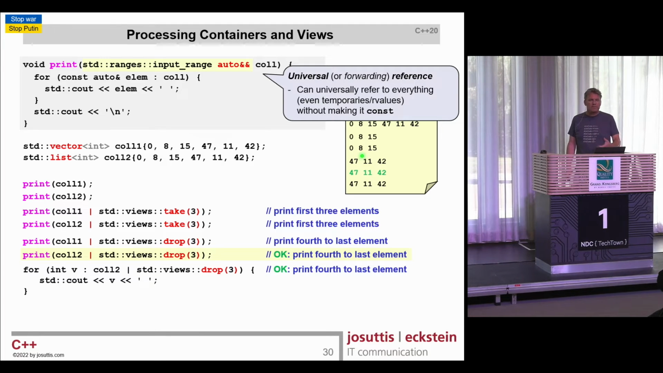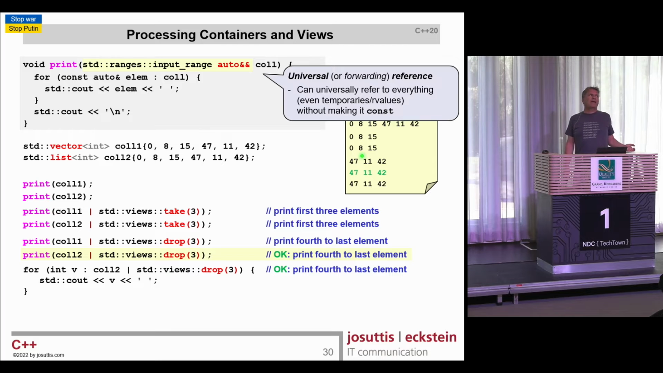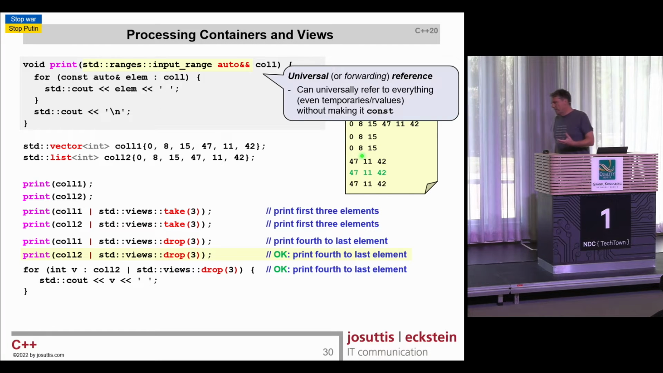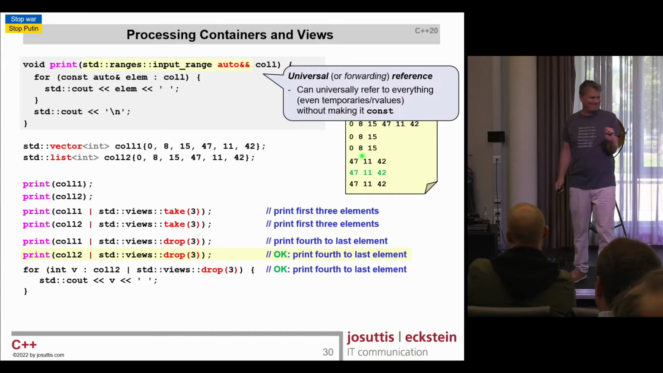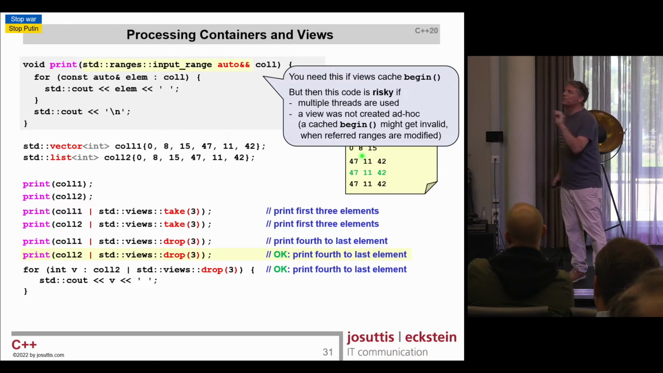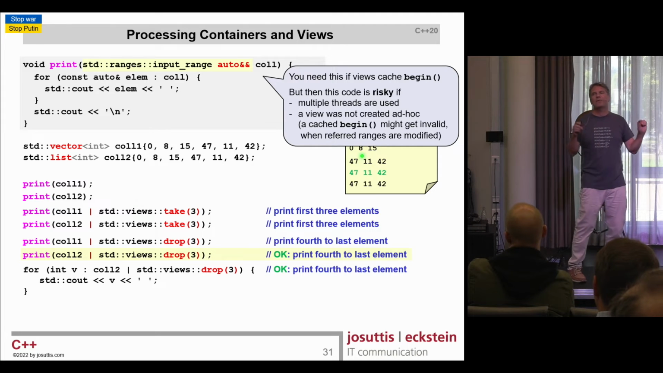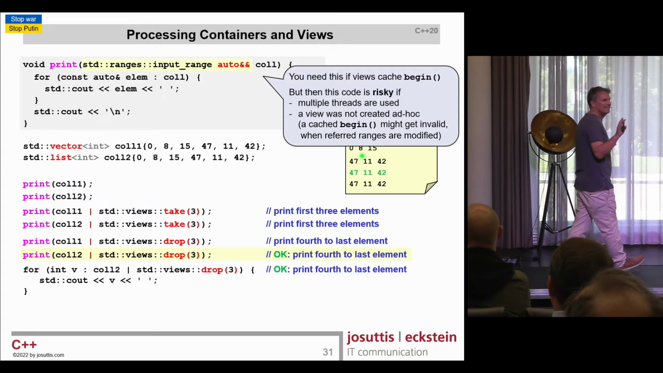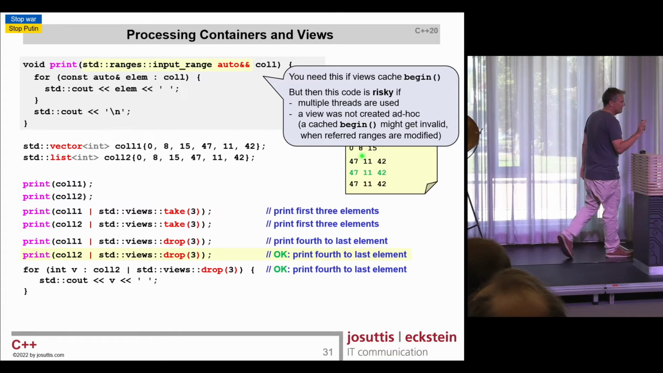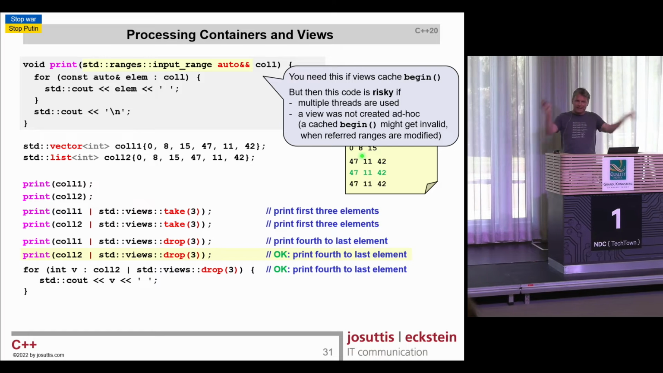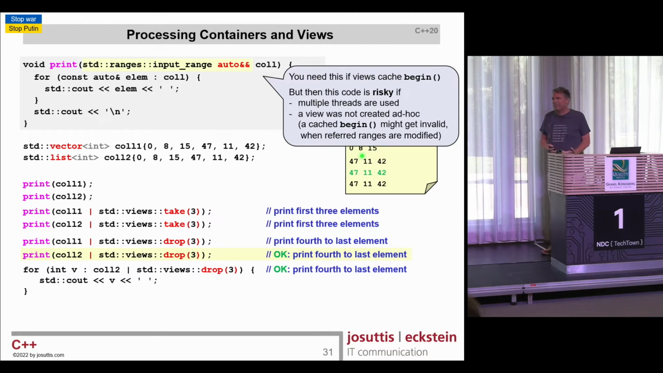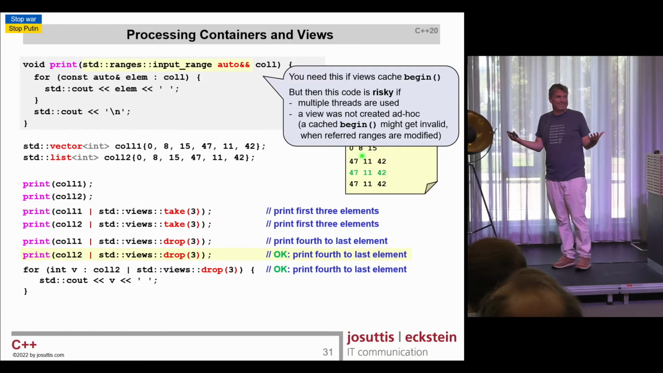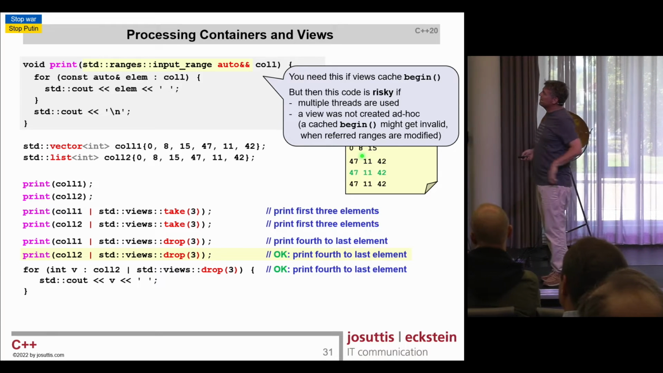If you make this fix, because they cache, that means this caching of begin is not thread safe. If this function would use multiple threads to iterate over the elements, don't do that. Awesome design, I think. Is it worth it? No, it's not worth it. It's just about caching, and most of the times we don't need to cache the begin because we use the view only once. Okay, but this is a price.